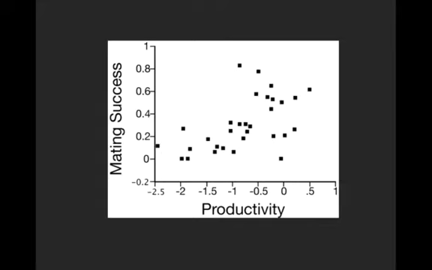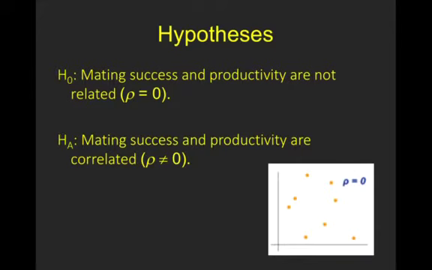So behind all this, before you get to plotting your data, it's always good to start with a couple hypotheses. And again, this comes from thinking about what you expect to see, going out and testing it, and then reporting on what you saw. Like we have talked about, this is something you set before you go do your study. With correlation, what we're saying is the mating success and productivity are not related.